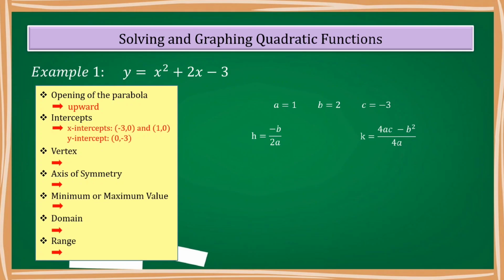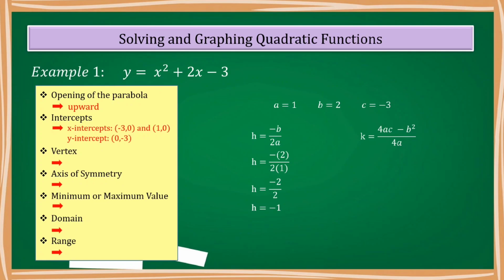So, start tayo kay h. To solve for h, just substitute the values of b and a. So, we have negative 2 all over 2 times 1. Then, we have negative 2 over 2. The answer is negative 1. So, yung value ng h natin is negative 1. Let us proceed to k.